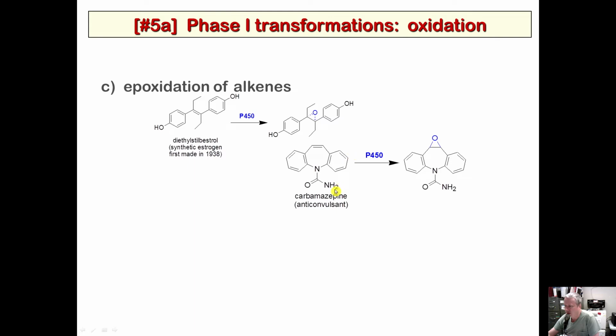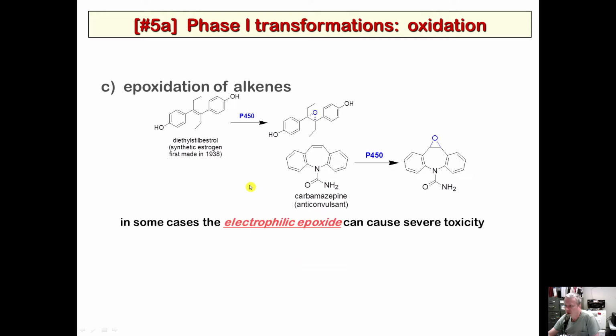Another example is carbamazepine, which has an alkene in it, in a part of this weird heterocycle. That gets oxidized by P450 also. Yeah, I mean, do these all lead to maybe toxic intermediates? Not necessarily. Sometimes they do, though. And we talked about the horribly carcinogenic molecules when we talked about toxicology. Benzopyrene and even benzene can make highly electrophilic intermediates that are super toxic.